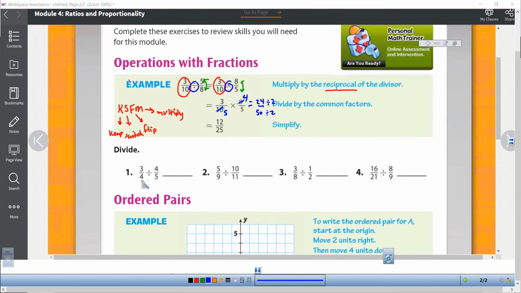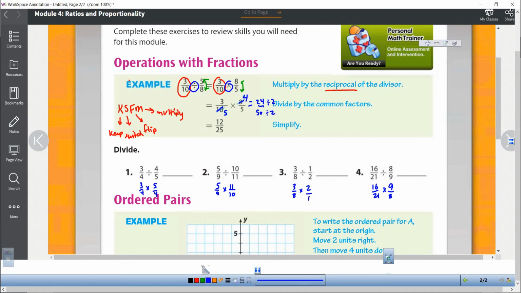So if I was going to do this one right here, I'm going to keep the 3/4 as 3/4. I'm going to switch the division to multiplication. I'm going to flip this fraction over and make it 5 over 4. I'm going to keep 5/9 the same, switch the division to multiplication, flip this fraction over, and I'm going to get 11 over 10. Same thing here. This one's going to be 3/8 times 2 over 1, and this one is going to be 16 over 21 times 9 over 8.